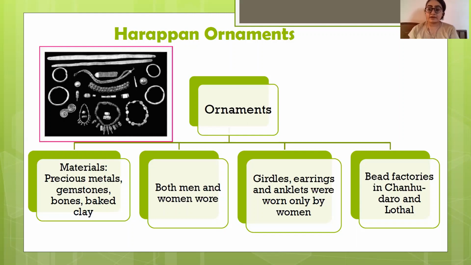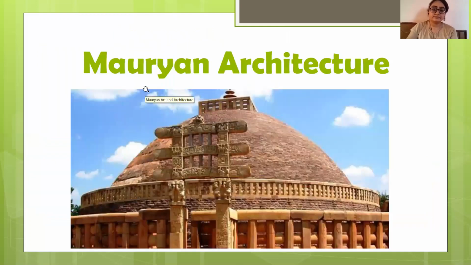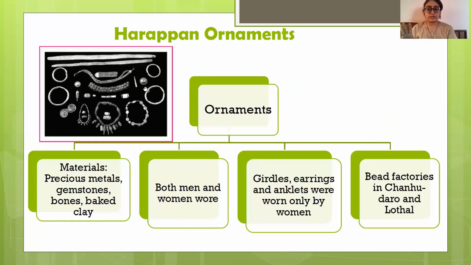Then some bead factories have been found in Chanudaro and Lothal, which were used to make ornaments. So these are some of the features of Harappan ornaments, and some pictures of their ornaments have been given over here, which they used to wear, like necklaces, armlets, earrings, bangles. You can see over here. These are the ornaments of the Harappan civilization. So here we end with the Harappan architecture.